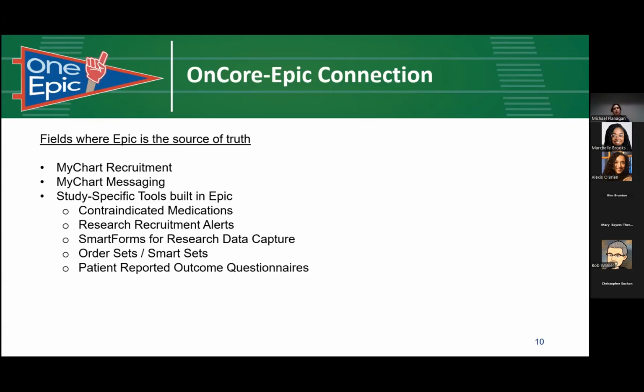And then what we'll talk about here in just a second is some study-specific tools that we have available in Epic. So contraindicated medication groupers, research recruitment alerts, smart forms, order sets and smart sets, patient-reported outcome questionnaires. If any of those tools are part of your studies, as you begin to use Epic and hopefully some of the more options that we have available for direct study processes to be done within Epic with these tools, you will be plugging those into the study records here as well. And they'll obviously need to be built within Epic to facilitate that.